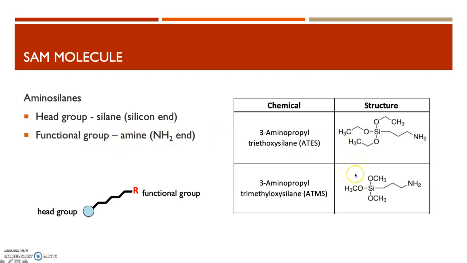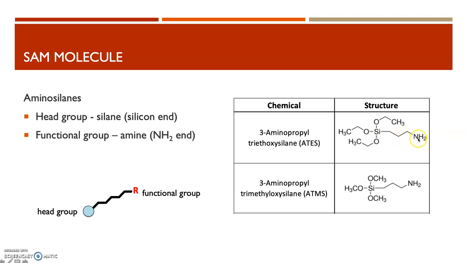So here are just two examples of our amino silanes. You can see there's a silicon end with some oxygens and organics. So this looks a lot like the TiOS molecule. And then there's an extra piece here, and that is the aminopropyl piece. Propyl means three carbons, 1, 2, 3, and then the amine on the end.